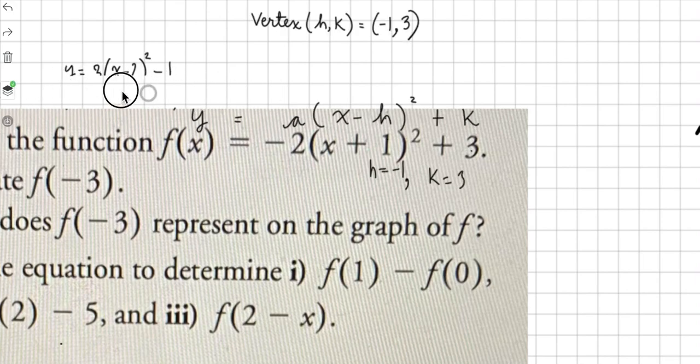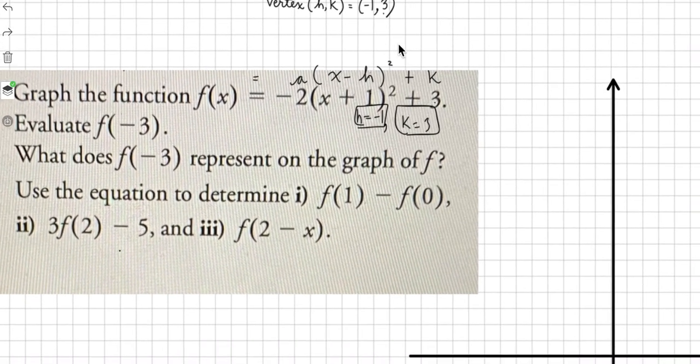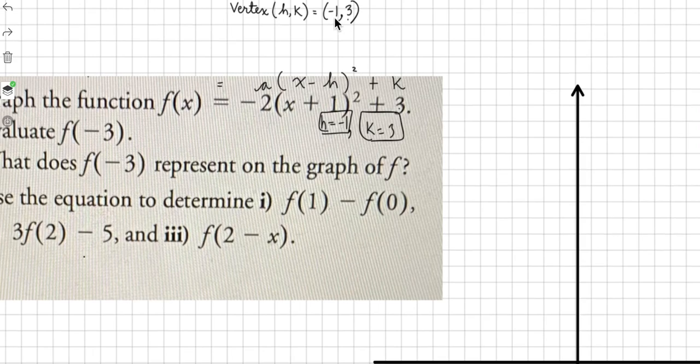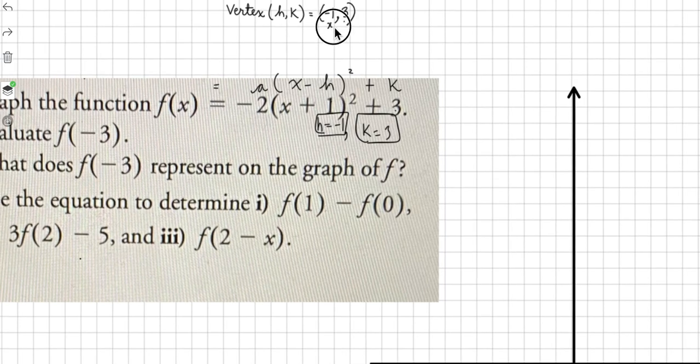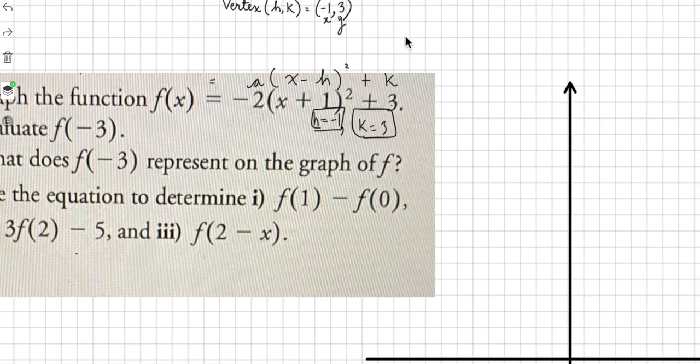Now we just got to know what the vertex is here. We always write down the h value first and then the k value. So h is negative 1 and then the k is 3. So we got the vertex here, and we can plot this point right now. Remember the h is basically the x value and the k is the y value.